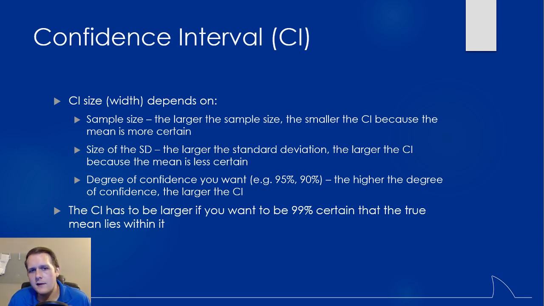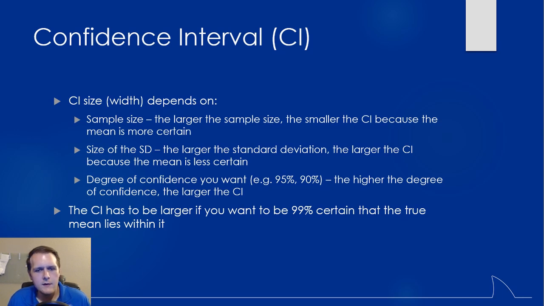The size of the standard deviation is also important. You're going to find that the more standard deviation you have, or the more variability in the data, basically the confidence interval is going to get bigger, because you're less certain about what the actual values are going to be of that whole population, since your data was so variable.